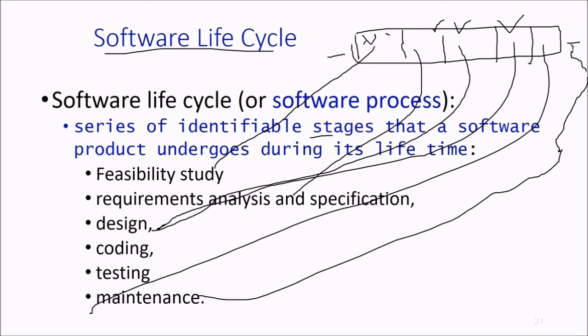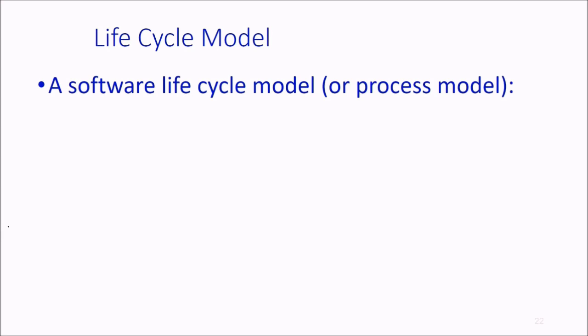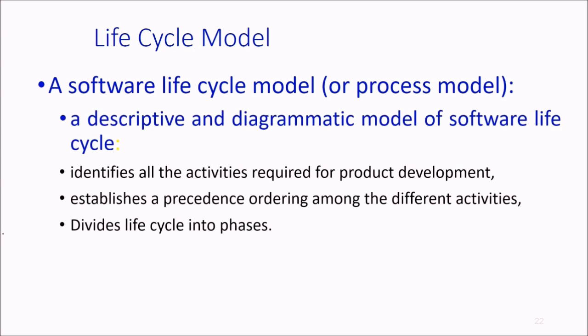This is the part where maintenance goes. So a software lifecycle model, or a process model, is a descriptive and diagrammatic model of a software lifecycle, and it tries to identify all the activities which are required for our software product development. And also it lays down the precedence ordering, which activity should come in which order, and it divides the life cycle into various phases as we have just seen.